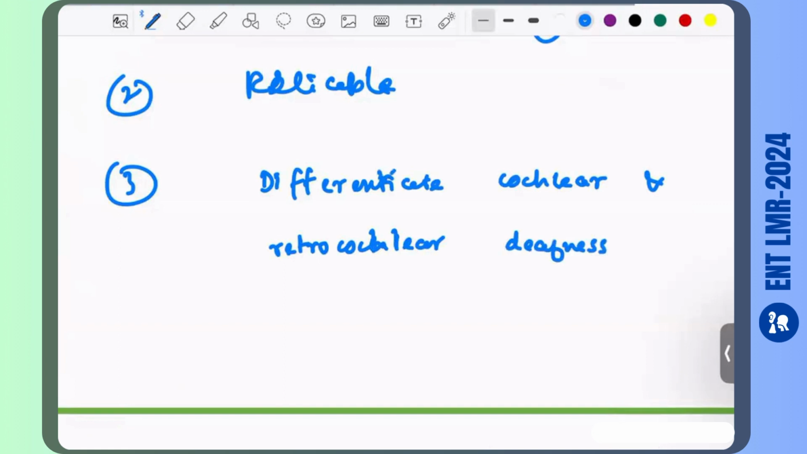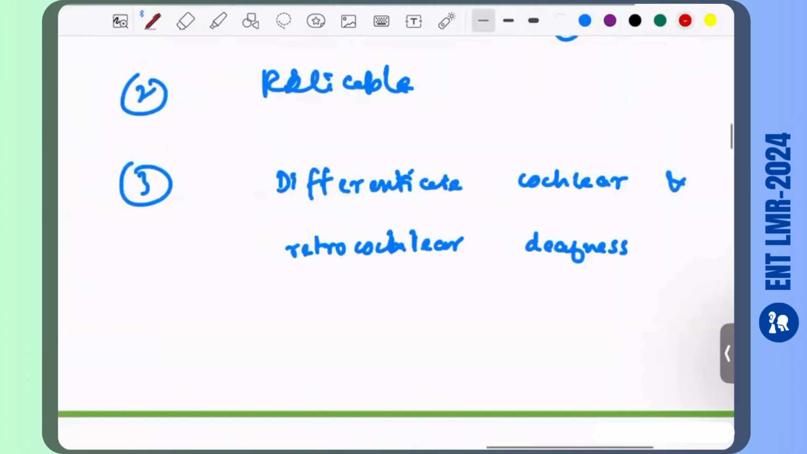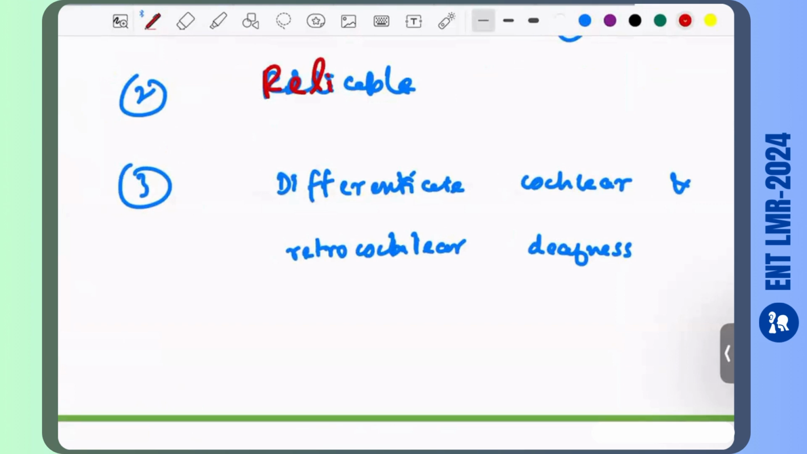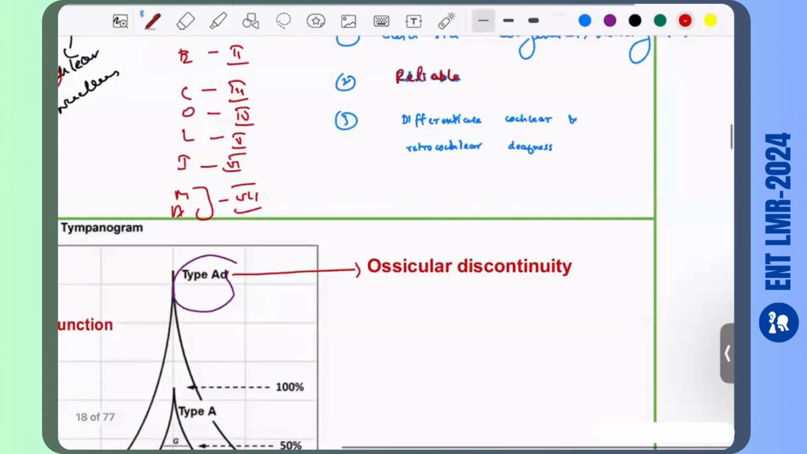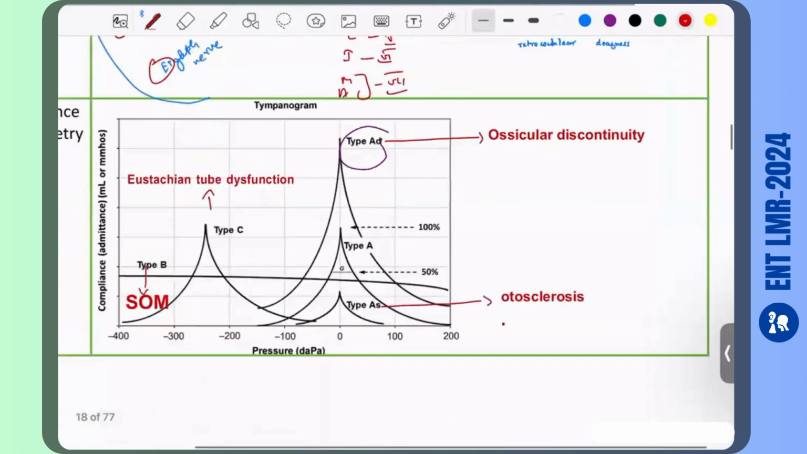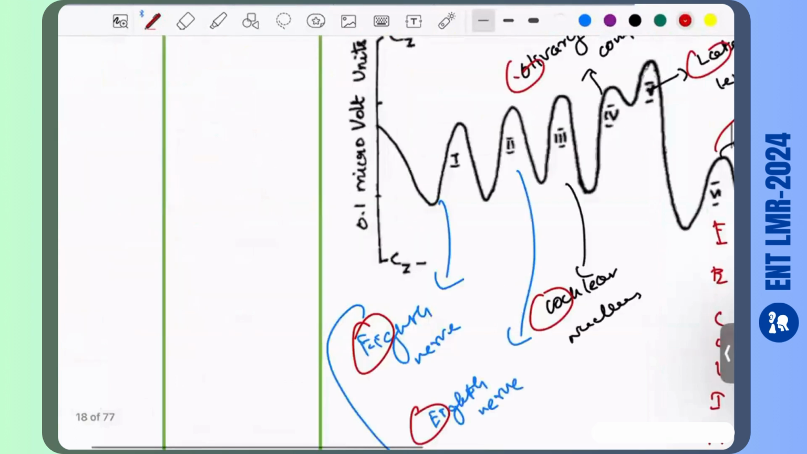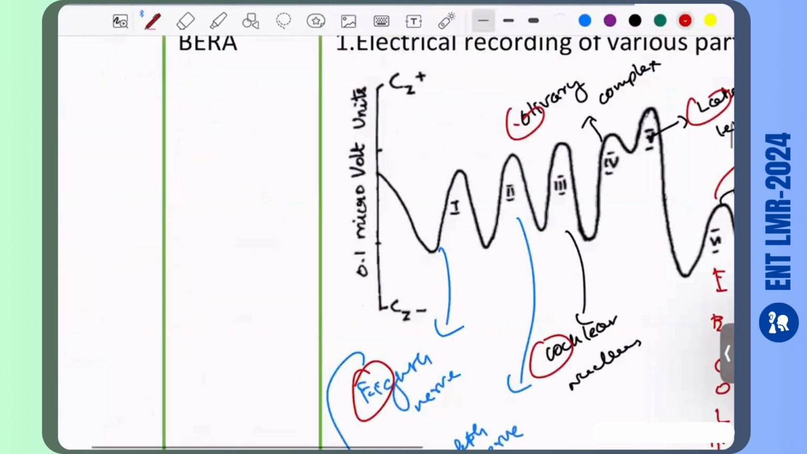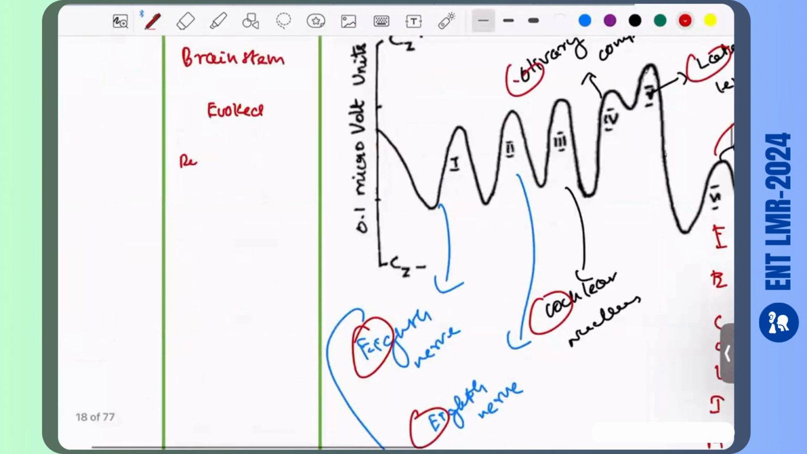Differentiate cochlear and retrocochlear deafness. So BERA, brainstem evoked response audiometry, is very, very important. Okay. So what is impedance audiometry?